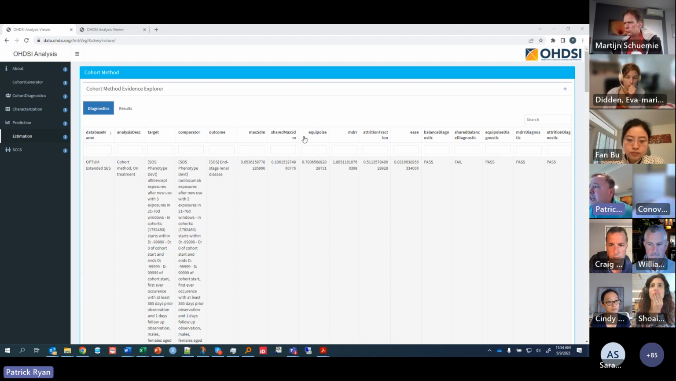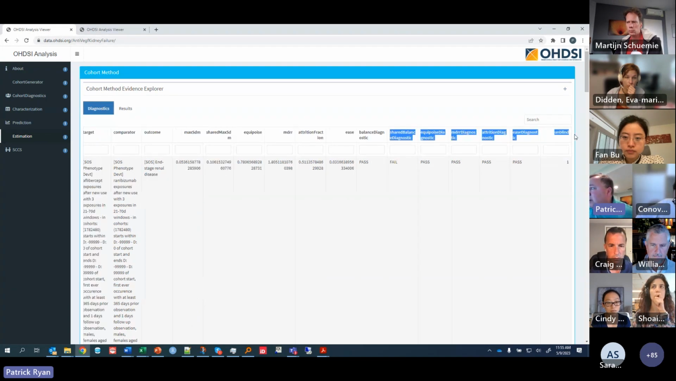You see the associated measures that Fawn went through. So maximum standardized mean difference is the statistic we use for covariate balance, equipoise, minimum detectable relative risk, the attrition fraction that could be used for generalizability, and the expected absolute systematic error. Each one of those is a quantified value that you'd see. And then the columns to the right of that show you whether or not they pass or fail the pre-specified criteria. So we can see here, for example, the balance diagnostic passed, the equipoise diagnostic passed, the minimum detectable risk passed, and so on and so forth.